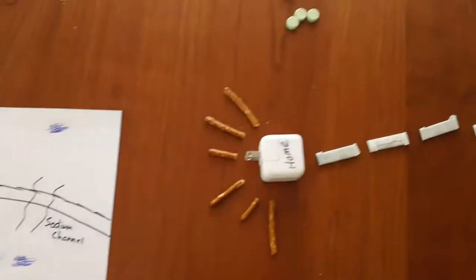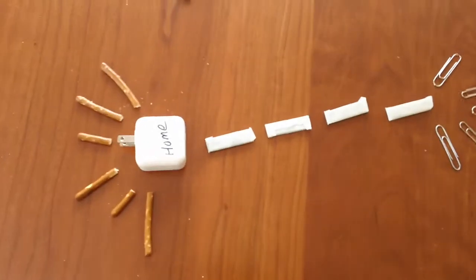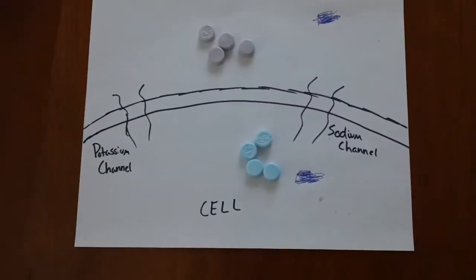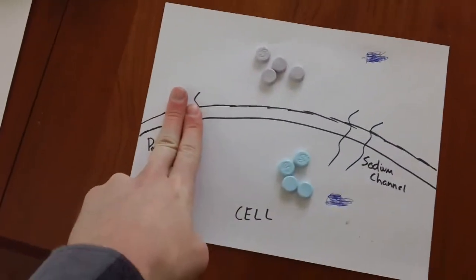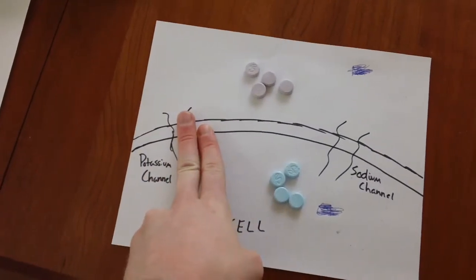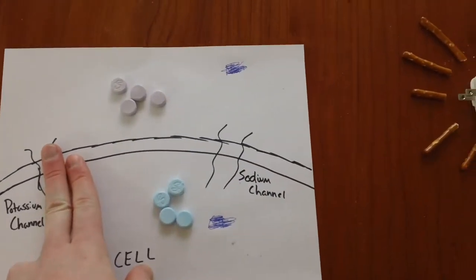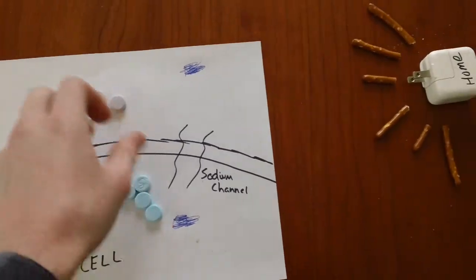Depolarization is the first step in sending a signal, otherwise known as action potential. When the cell gets depolarized, the potassium channel closes, the sodium channel opens, and ions rush through, causing depolarization.